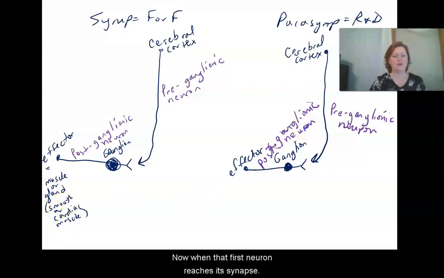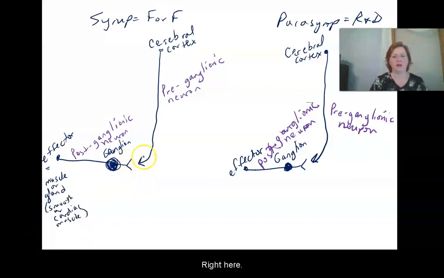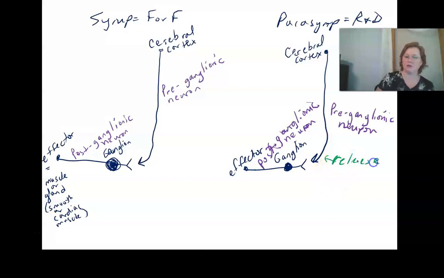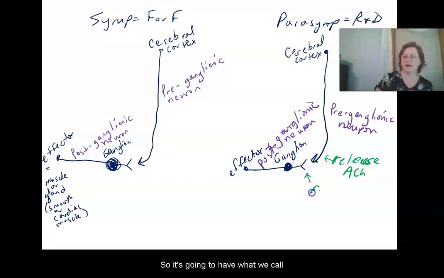Now, when that first neuron reaches its synapse, right here, or right here, this first neuron is going to have to release a neurotransmitter, right? So it is going to release the most common neurotransmitter that we use. So it's going to release acetylcholine, which means this neuron has to have receptors for acetylcholine. So it's going to have what we call cholinergic receptors.